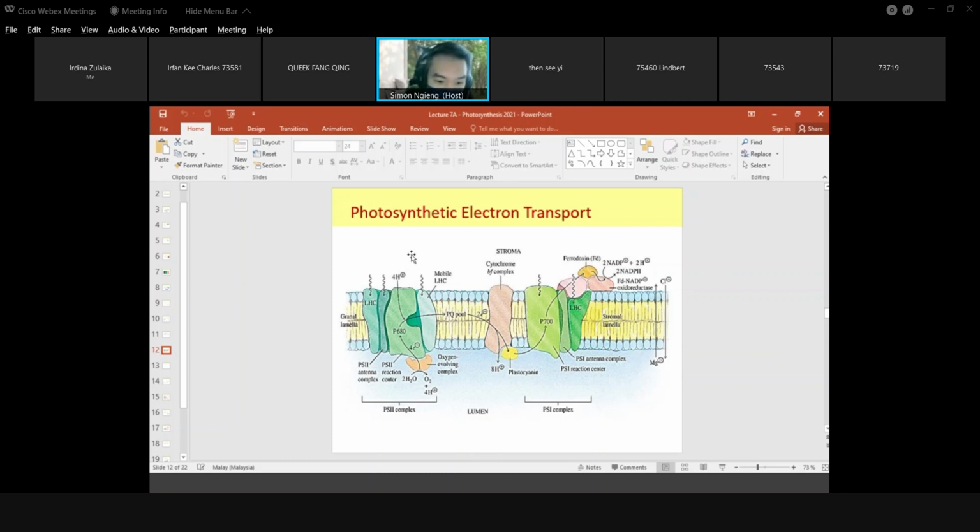Now as you can see here, this is photosystem 2. This is your photosystem 1. Photosystem 2 has P680, and photosystem 1 has P700.